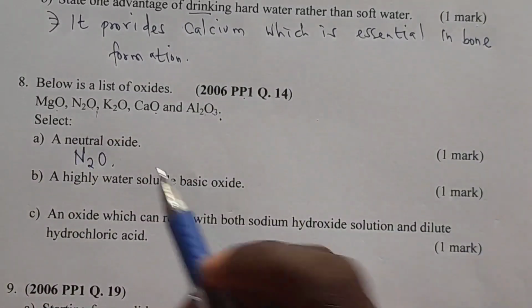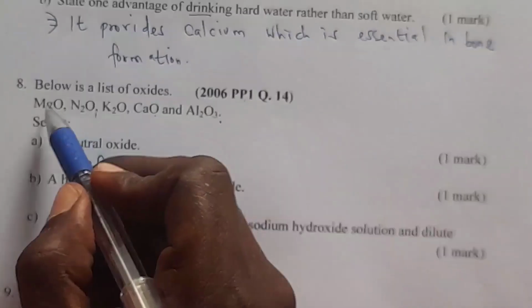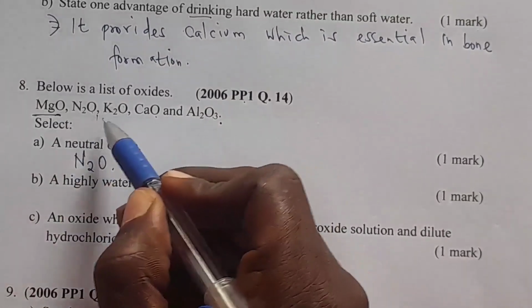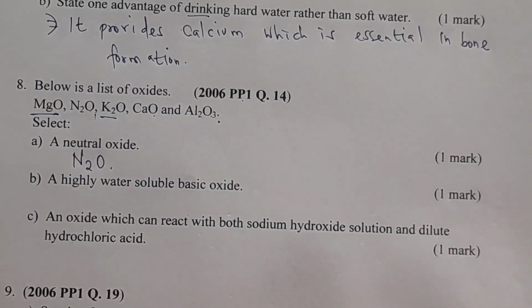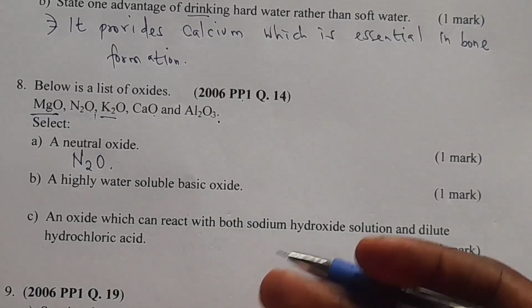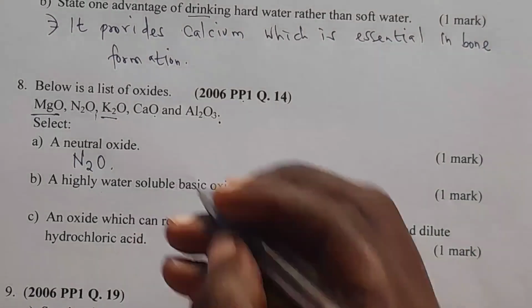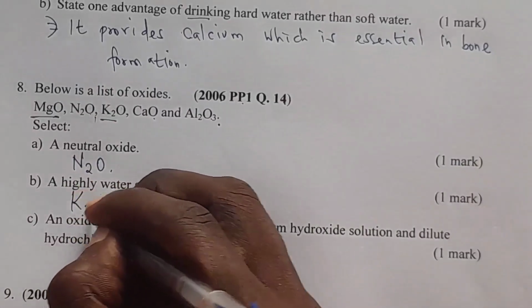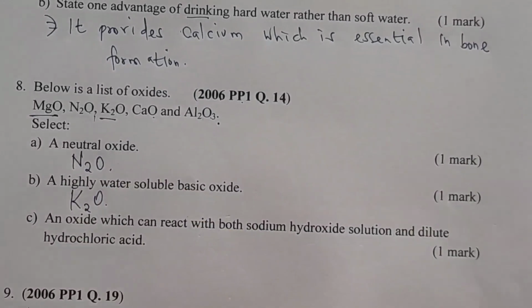Next we are told a highly water soluble basic oxide. Here we have 2 basic oxides, magnesium oxide and potassium oxide. Remember, group 1 oxides, like potassium oxide, are alkalis. What are alkalis? These are soluble bases. So it is supposed to be potassium oxide. If you put your answer here as magnesium oxide, you will get it wrong.